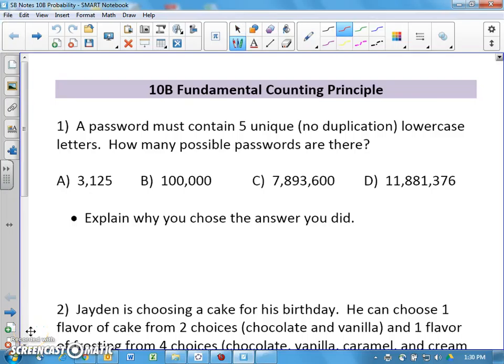Lesson 10B starts with a fundamental counting principle. The first question says, a password must contain 5 unique lowercase letters. That means no duplications of letters. How many possible passwords are there?